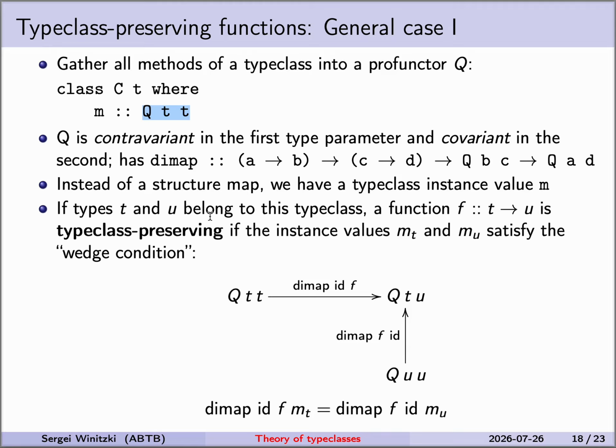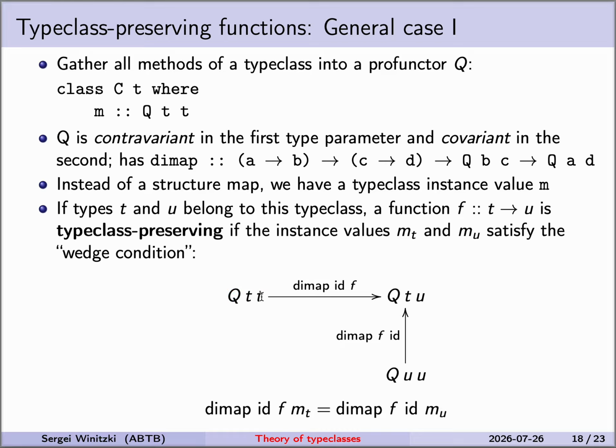Suppose that we have T and U belonging to this type class and a function f between T and U. That function is type class preserving if the following equation holds for the instance values mt and mu. This condition is called the wedge condition. Now this is an equation that is like this, and this equation is illustrated in this type diagram.